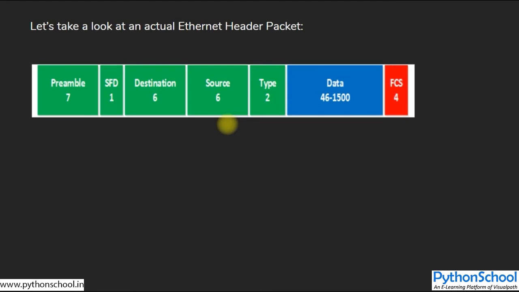The first one is the preamble. This preamble is a 7-byte pattern of just ones and zeros. This is basically used for synchronization. And the second one is SFD, start frame delimiter. This marks the end of the preamble and tells the receiver that the next field will be the actual Ethernet frame, starting with the destination field.